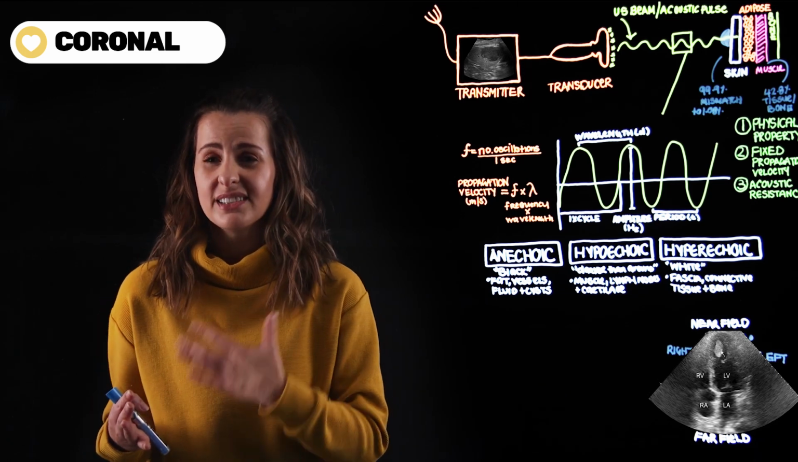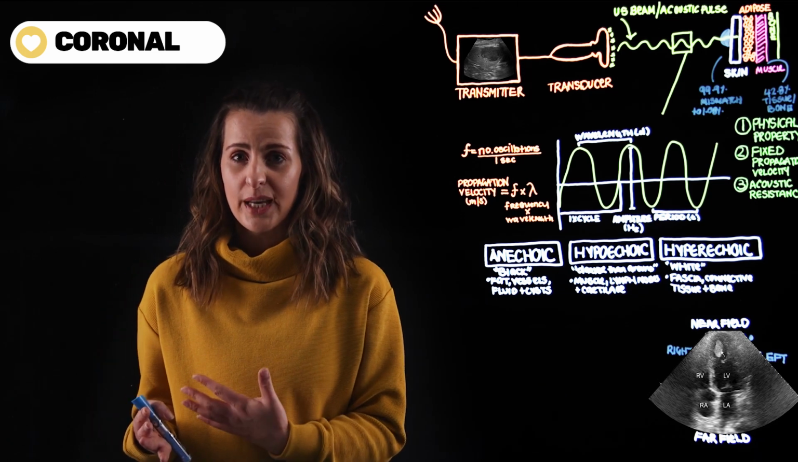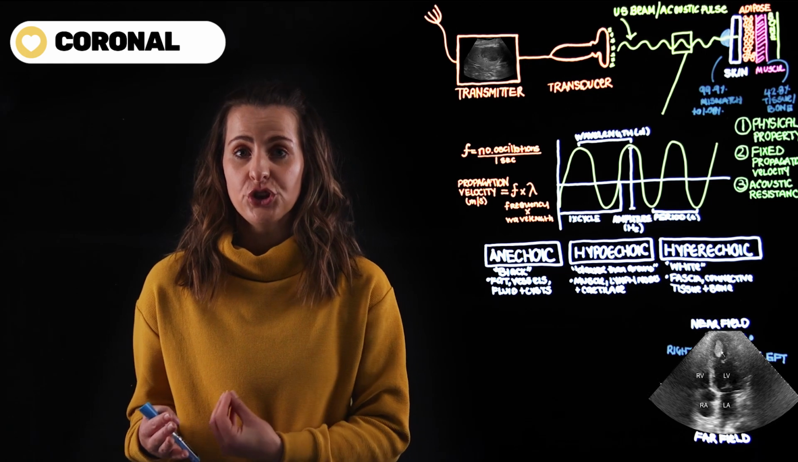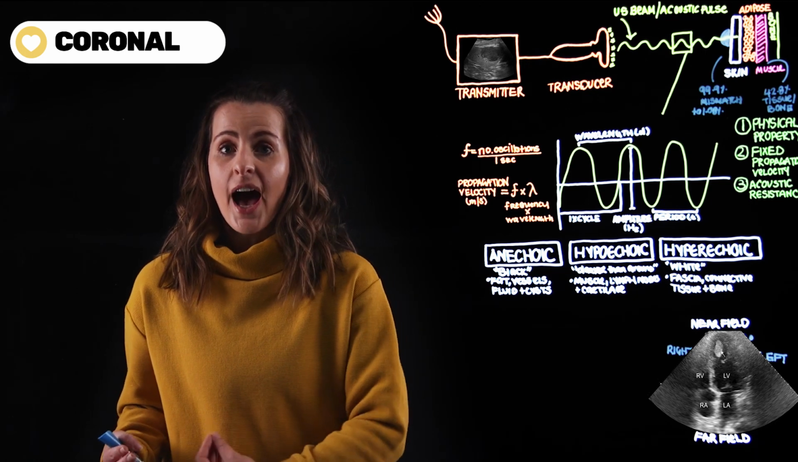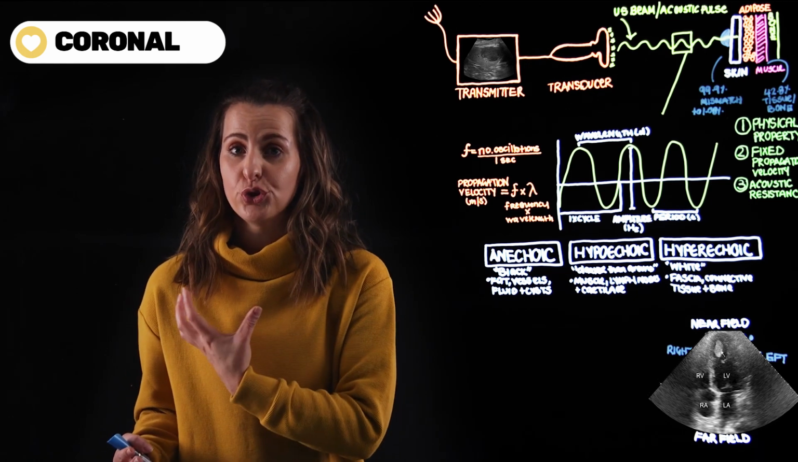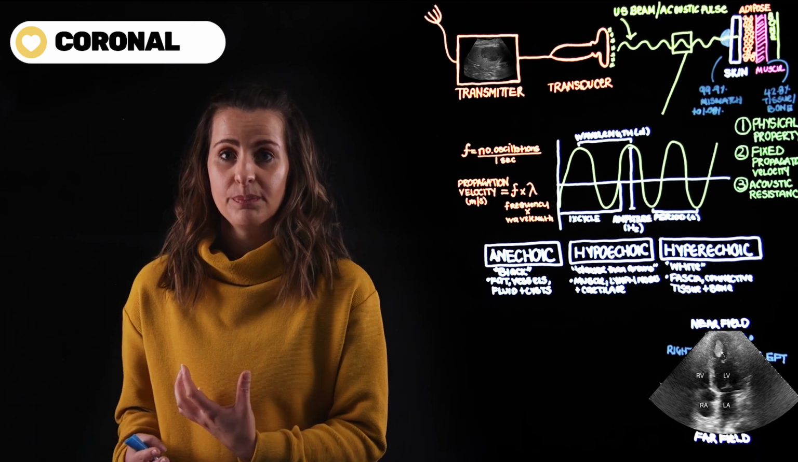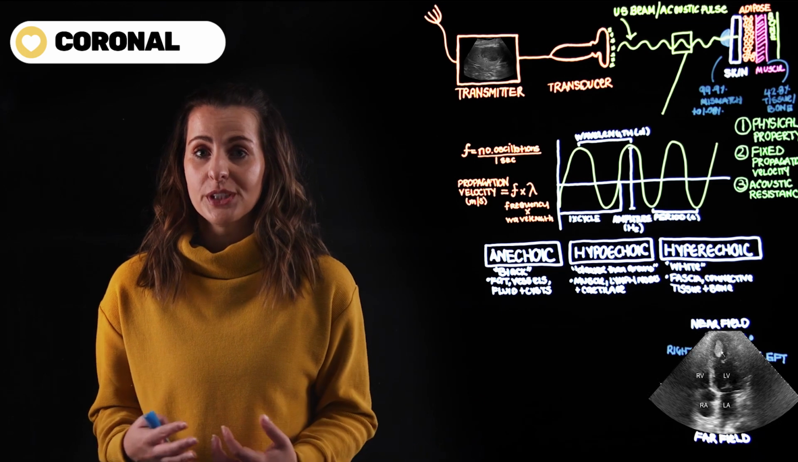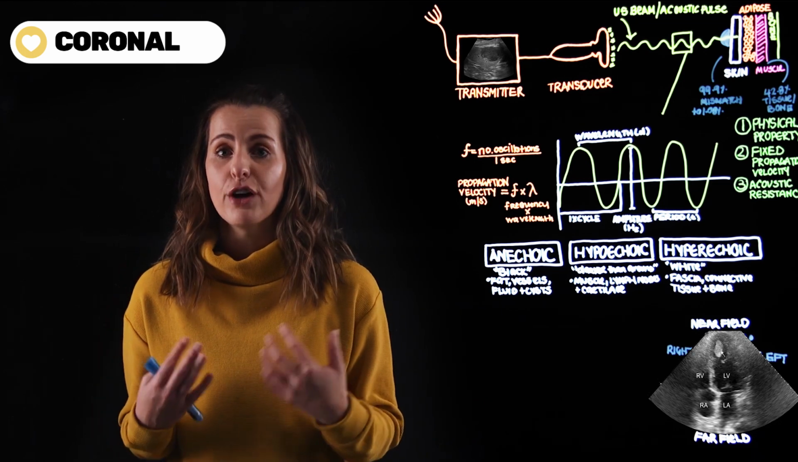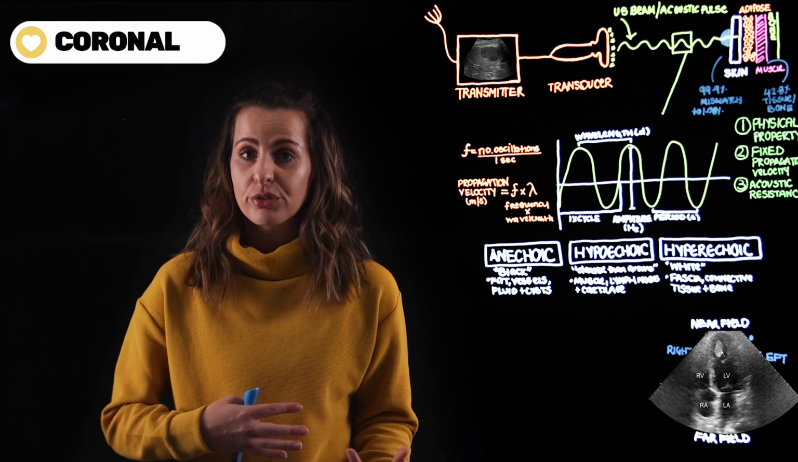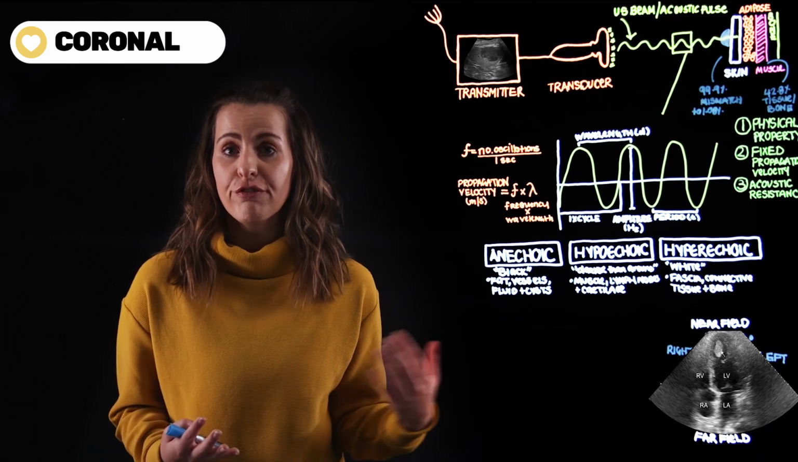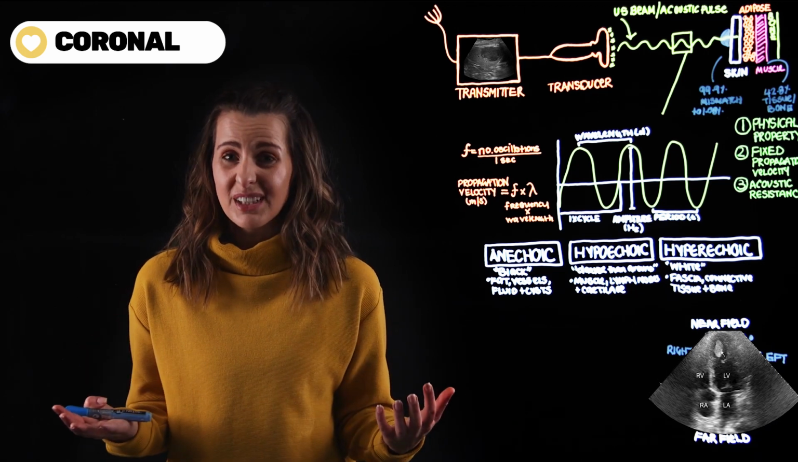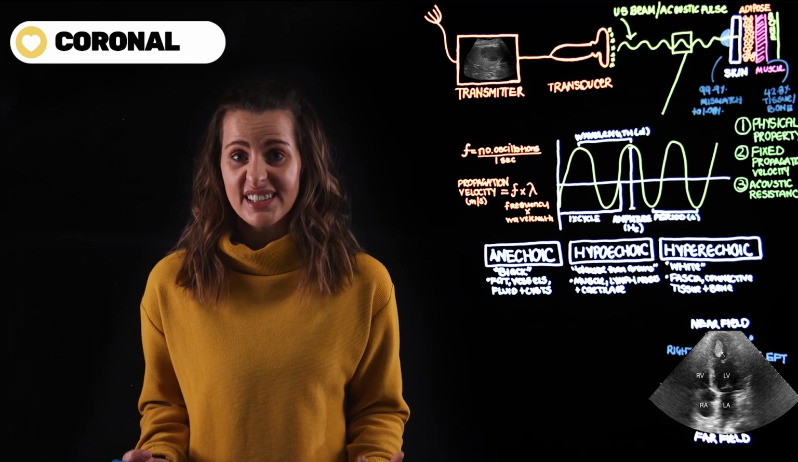Because the apex is in such close contact to that probe, the torch is going to shine from the apex upwards, so fans out towards the base of the heart. Therefore, our near field, or the top of the image, is going to represent the apex and our ventricles, while the atria and the base of the heart is in the far field. This is why the image looks like it's upside down.